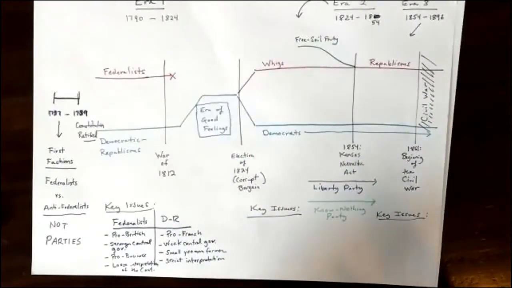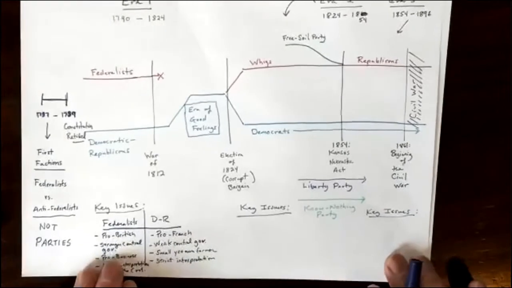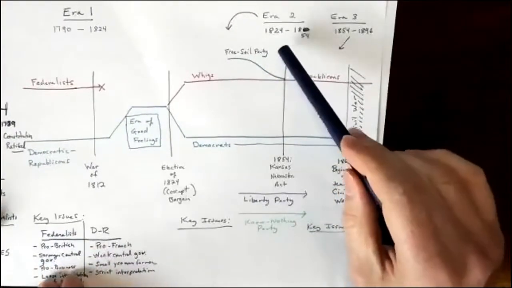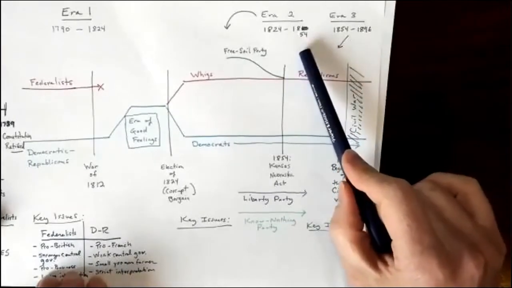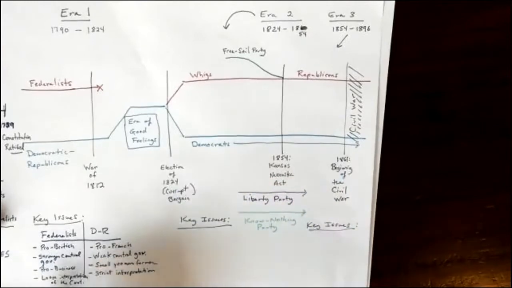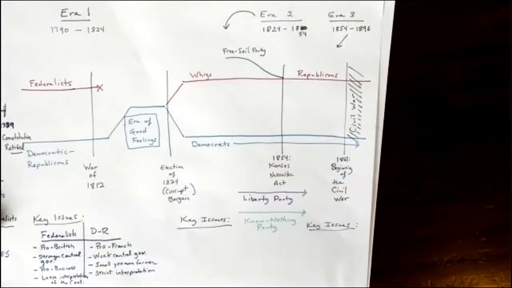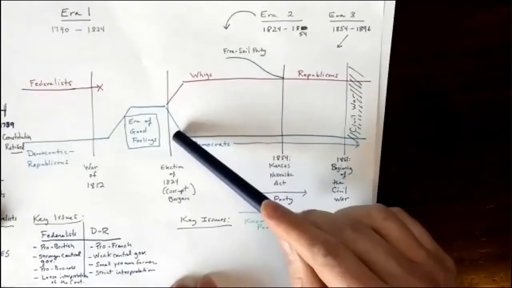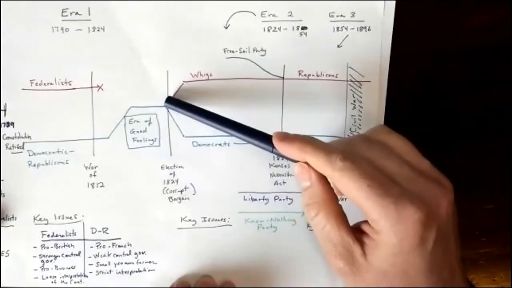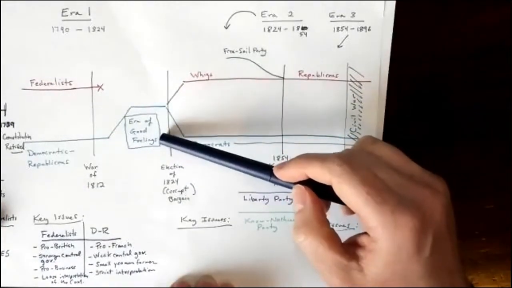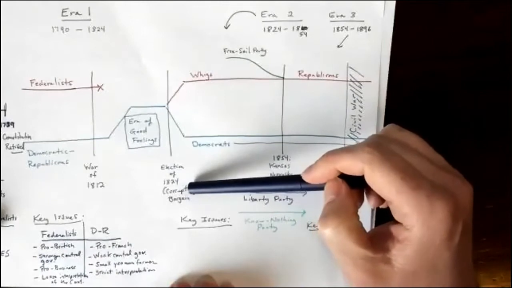Okay, now we get into our second era. I'm going to move this a little forward here. Okay, our second era is between 1824 and 1854. What defines this second era in American political history? Well, let's talk a little bit about what causes this split. Now, the cause of the split in political parties after the Era of Good Feelings is really the election of 1824.